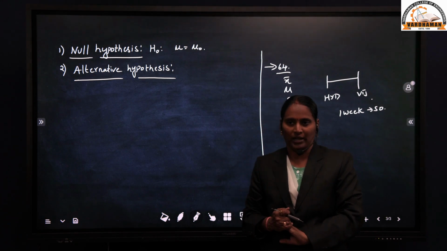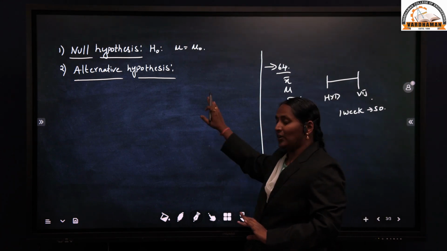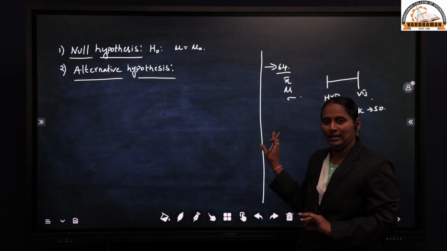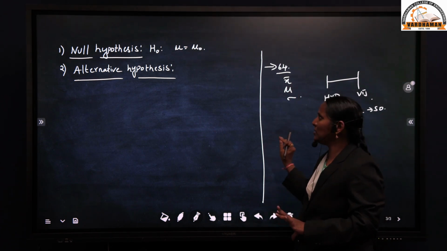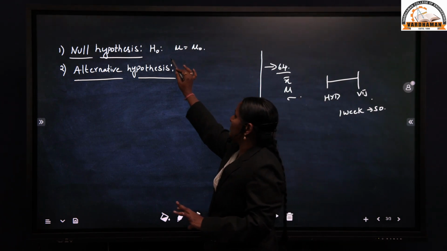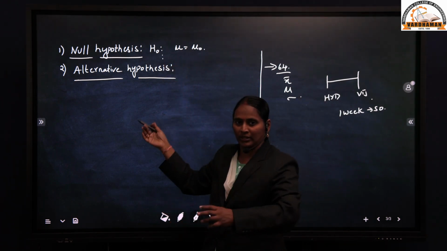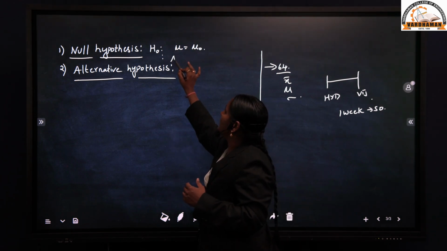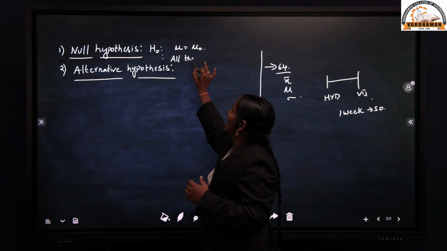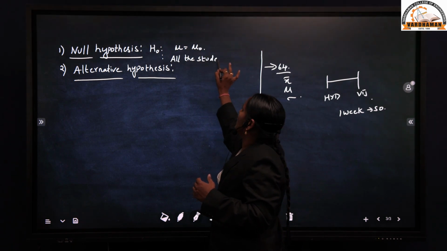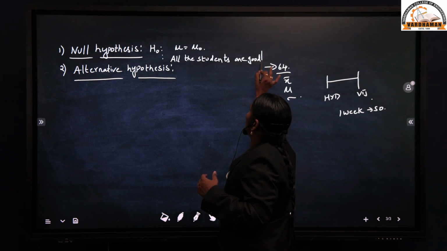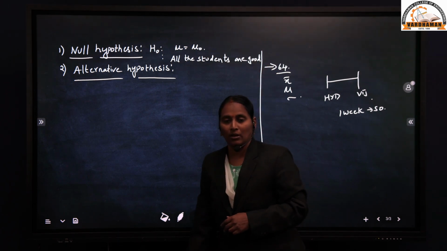Now if our given question is to check whether all the students in the class are good or not, we take the null hypothesis. You are not having any information about the given data. You have to go through the same question, and you take that all the students in the class are good. This is the way you take the null hypothesis.